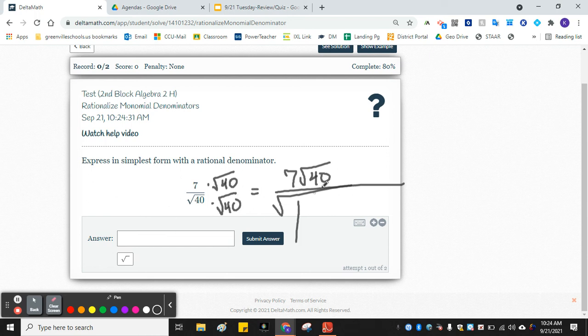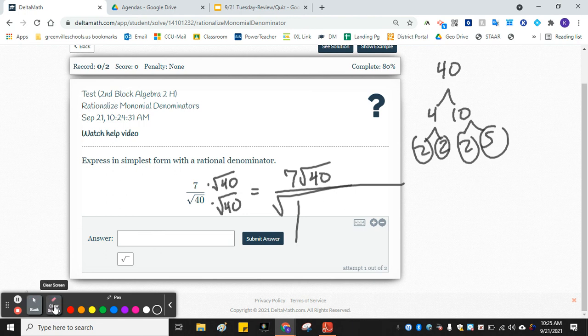So 40 times 40, 40 is 4 and 10, 2 and 2, 2 and 5, and there's 2 40s, so I'm going to double this. I am doing this the long way. You do not need to do this. Hold on. I'm going to keep going because I've already started, but this is not what I need to be doing. No, not even going to do that.